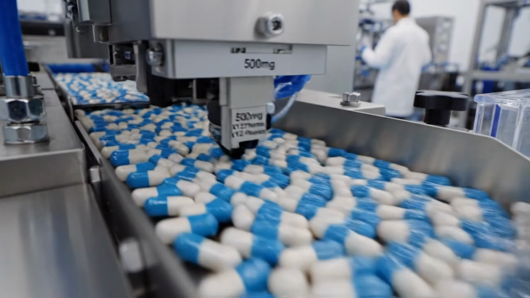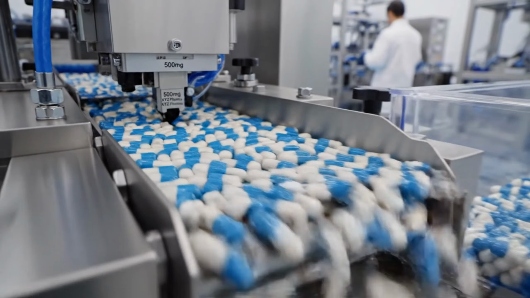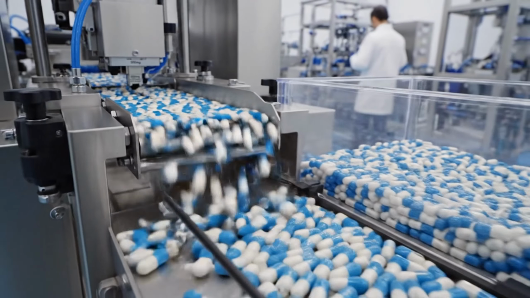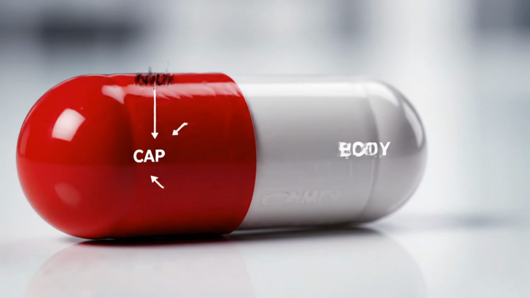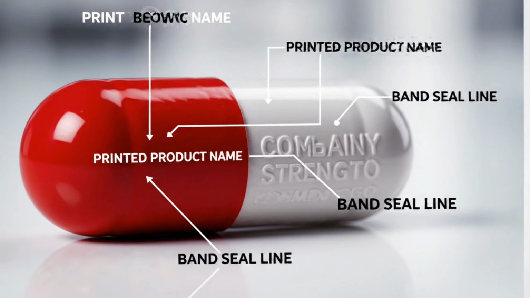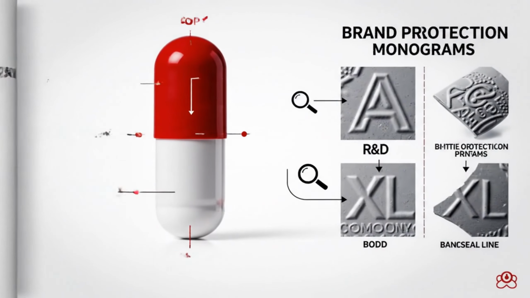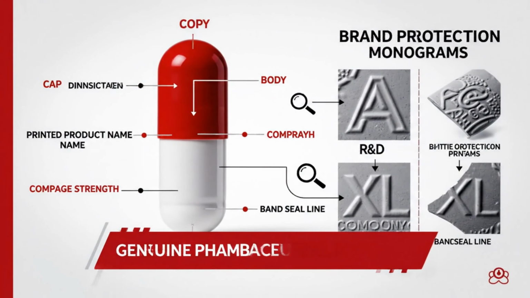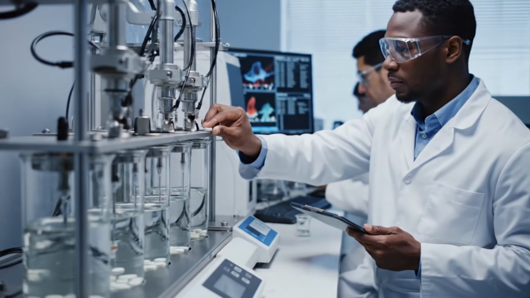Capsule printing applies identifying information, dosage strength, and lot numbers directly onto the shell using pharmaceutical ink. But every marking on a capsule is regulated. The font size, the ink type, the placement, it all has to match the approved product. A fully finished capsule carries a great deal of information in a very small space.